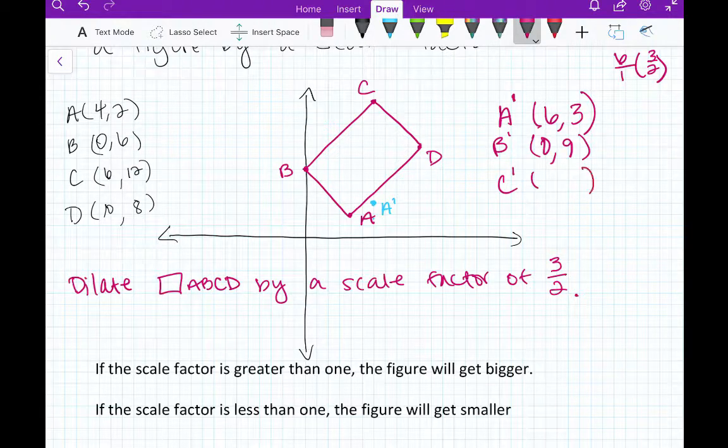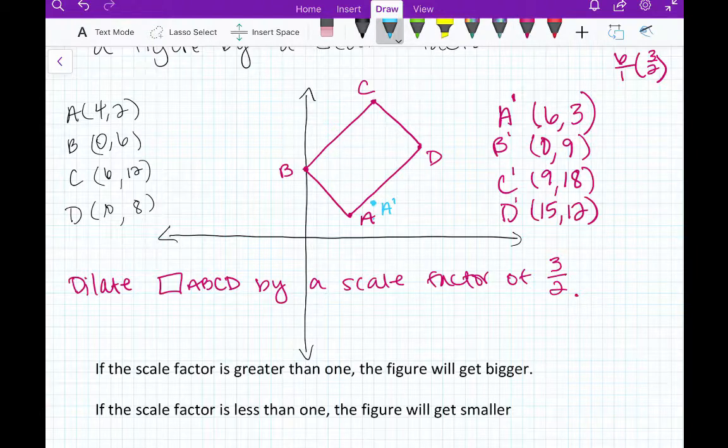C prime, 6 times 3/2 is, well, I already did that. I just did that with the y value, so that's going to be 9. That's the x value. And then 12 times 3/2, 12 times 3 is 36, divided by 2 is 18. So 9, 18. And then D prime is going to be 10 times 3/2 is 15. And 8 times 3/2 is, 8 times 3 is 24, divided by 2 is 12. 15, 12. So now I'm going to plot these points.